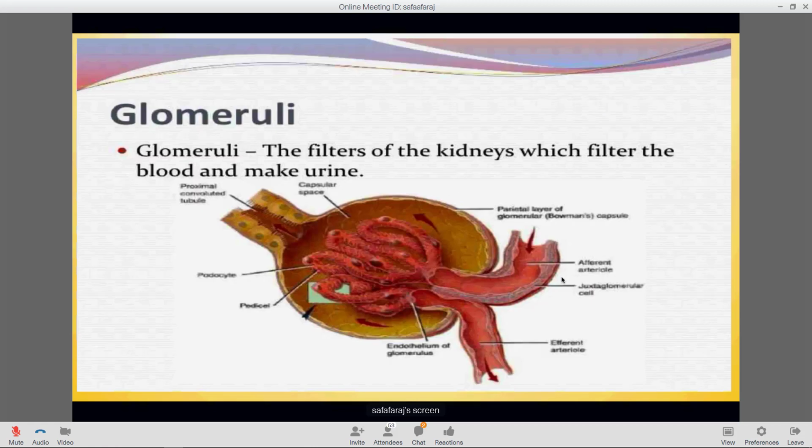This diagram shows the anatomy of the glomeruli. There is the endothelium of the glomeruli, afferent and efferent arteriole, and this is the cup of the capsular space of the glomeruli, and this is the capsule of the glomeruli.